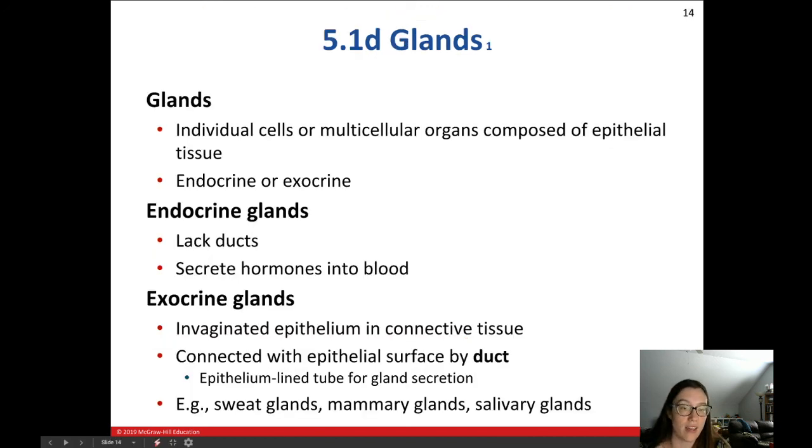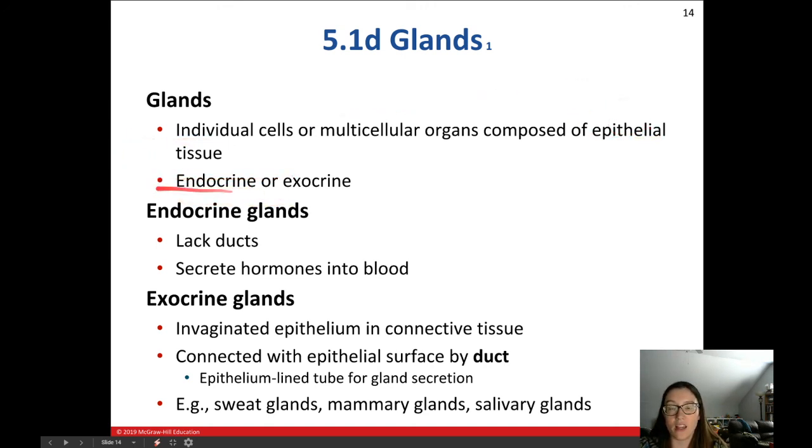So I mentioned that I'm going to talk about glands here because we didn't really talk a lot about glands in lab, but glands are going to be made of epithelial tissue. And so glands are either individual cells, so like a goblet cell is a really good example of an individual cell that's a gland. It's a little tiny cell that secretes mucin onto the top of your mucous membranes. Or it could be a whole big multicellular organ like our salivary glands, right? That's a big gland in there. And it's composed of epithelial tissue.